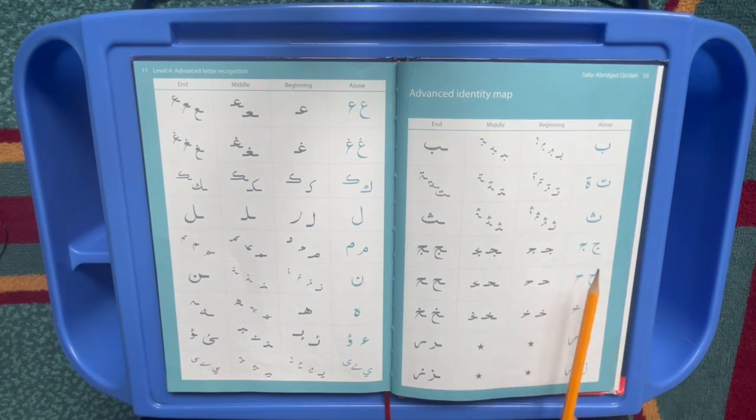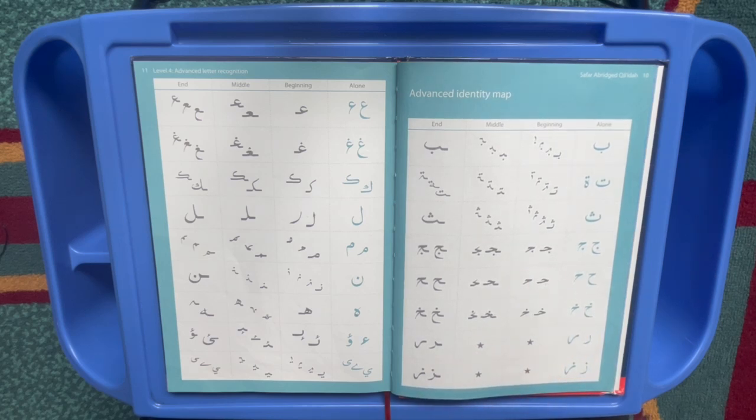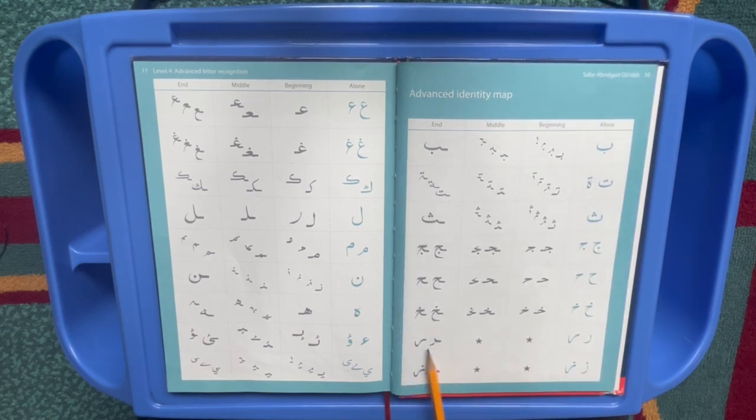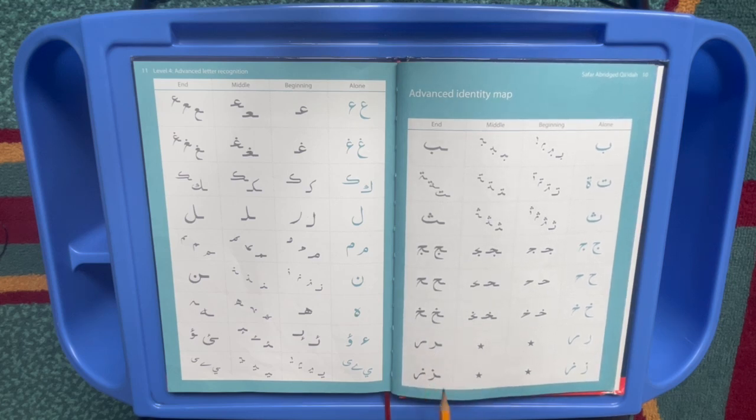When we look at the letters jim, ha and kha, again from the previous lessons we have learnt that jim will always have the dot at the bottom, ha has no dot, and kha will always have the dot at the top. Same with the letters ra and za. They are written in the exact same way. The only difference being is za has a dot at the top. Again, they will never be in the middle or in the beginning. So we have ra and za at the end. Again, they have been written in such a way where they will be looking like this at the end, and the only difference being that there is a dot at the top.